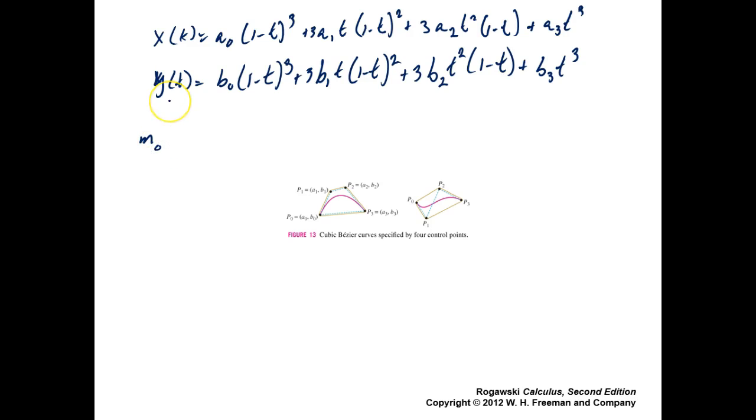M sub 0. I'll count that the slope at your 0 point. Okay, that's equal to B1 minus B0 over A1 minus A0, right?